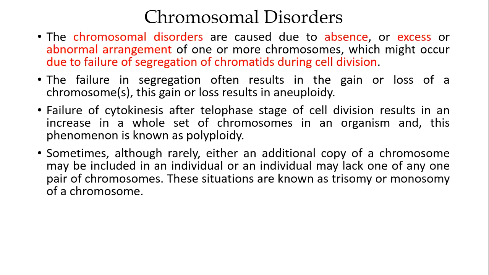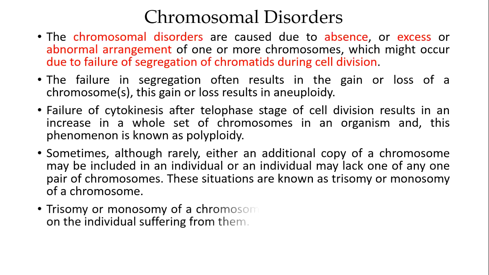Sometimes, although rarely, either an additional copy of a chromosome may be included in an individual or an individual may lack one of any one pair of chromosomes. These situations are known as trisomy or monosomy of a chromosome. Trisomy or monosomy of a chromosome often has serious consequences on the individual suffering from them.